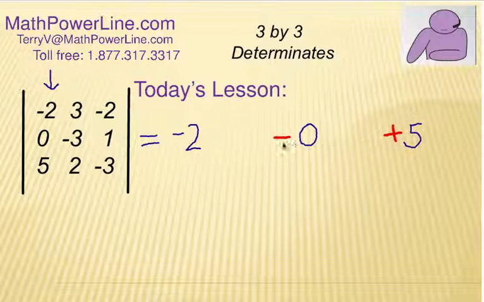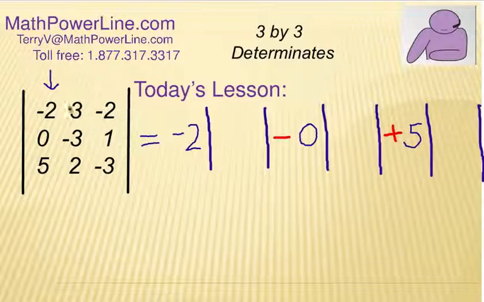Now I know that -0 and +0 is the same thing, but I want you to just notice the signs here. The first element in the first column stays the same, the middle one changes its sign, and the third one keeps the same sign. Okay, that's the first critical point.